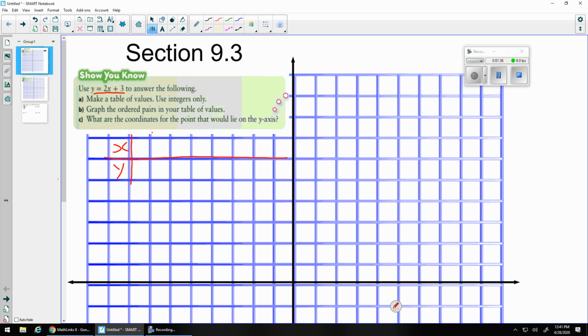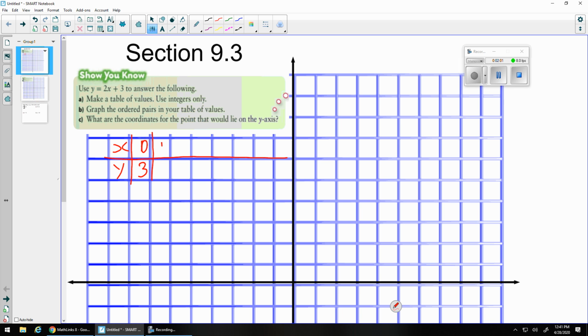We can say, if x is equal to 0, what is y equal to? Well, we can substitute this 0 in for x. If we put 0 in for x, we can find out what y would be equal to. If x is 0, it's 2 times 0, which is 0, plus 3, which is 3. So y would be equal to 3.